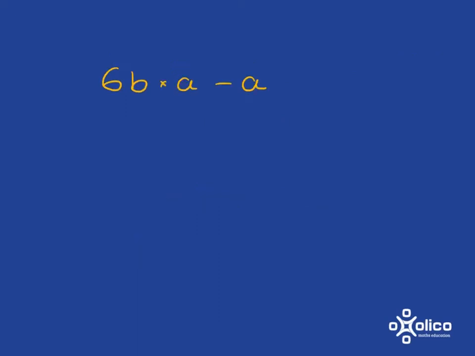If you have something like 6b times a minus a, this 6b times a needs to be done first. Now, you can't actually do very much with that, except in algebra we tend not to write the minus sign. So we could just write that as 6ba minus a. And then most people like to, for conventional algebra, put their letters in alphabetic order. So instead of saying 6ba, it's just a bit prettier to say 6ab minus a.